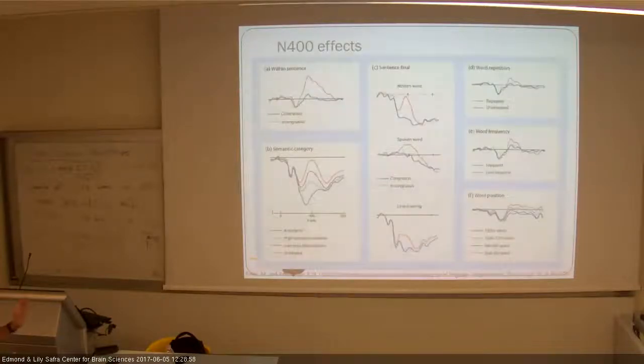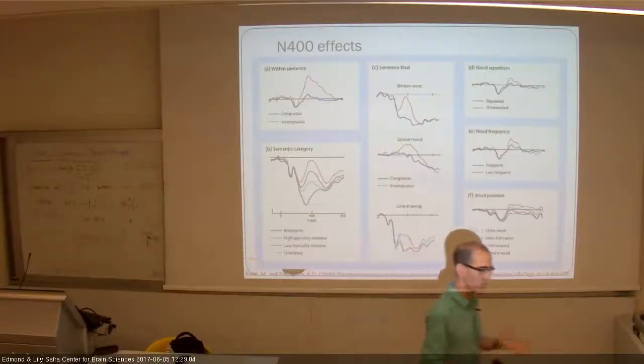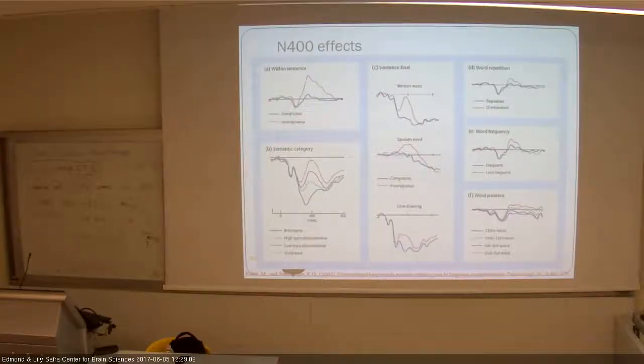The interesting thing is that over the years, people have tried many manipulations to see what actually makes the N400 smaller or bigger. Look at this, for example. What I showed you before was the sentence final, the last word in the sentence: a bigger, more negative N400 for the incongruent or unexpected word. If the unexpected word is within the sentence, you get the same thing: a bigger N400 for the unexpected.